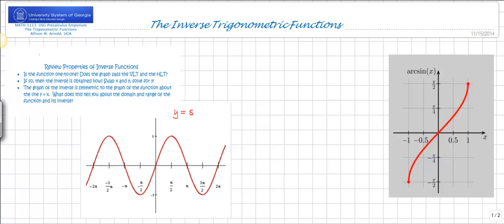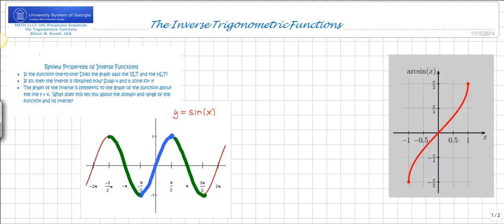Now, here's where it gets a little tricky. Sine of x is not a one-to-one function. It repeats infinitely. So what we need to do is restrict it to a section that is one-to-one and that contains the full range of sine. Now here's one possibility. Okay, here's another possibility. And another. And you could keep going on along those lines.